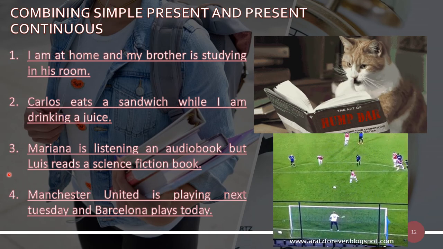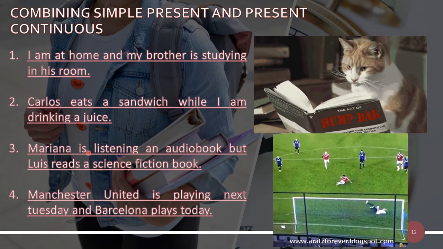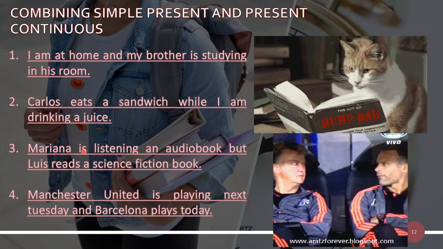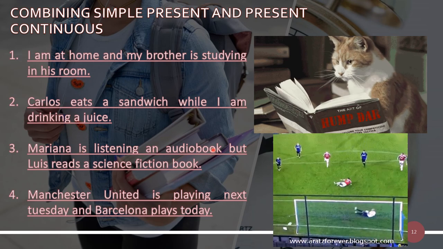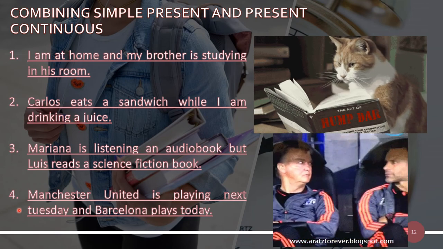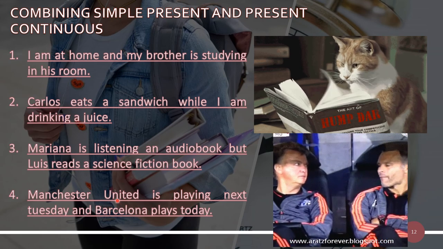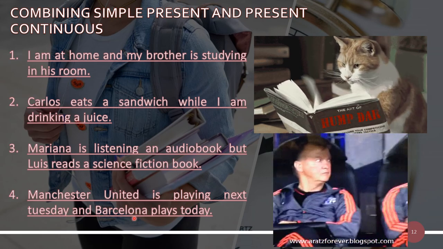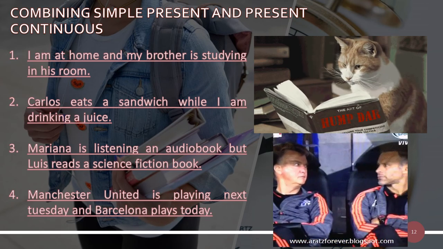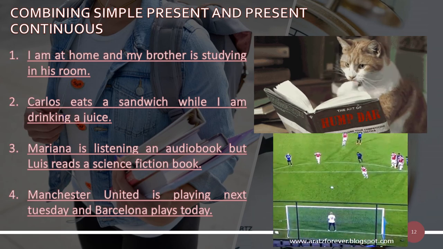Example number three, Mariana is listening an audiobook, but Luis reads a science fiction book. Mariana está leyendo. Más bien, disculpen, Mariana está escuchando un audiobook, pero Luis lee un libro de ciencia ficción. But is another connector, okay, but, pero, que puedes usar. And example number four, Manchester United is playing next Tuesday and Barcelona plays today. Manchester United estará jugando el siguiente martes y Barcelona juega hoy. Como puedes ver en este último ejemplo, tanto el simple present como el present continuous lo estás utilizando para oraciones futuras. Okay?